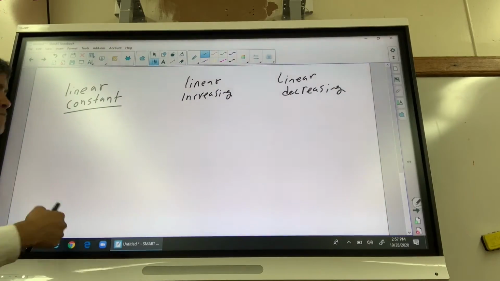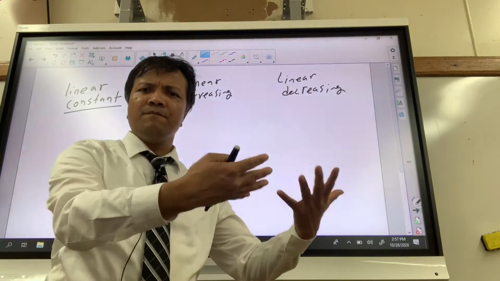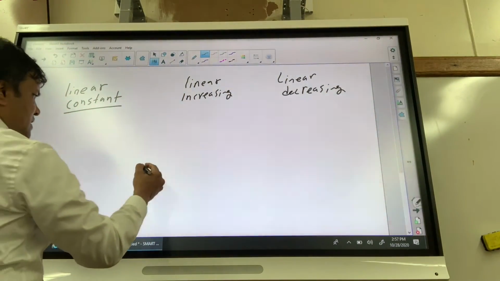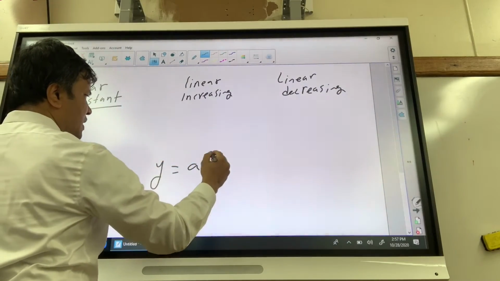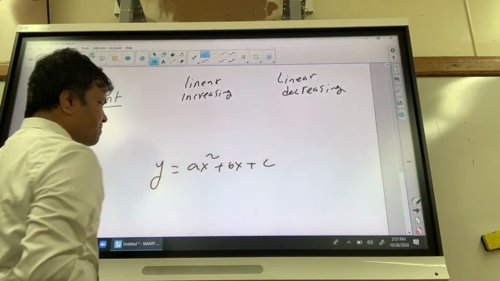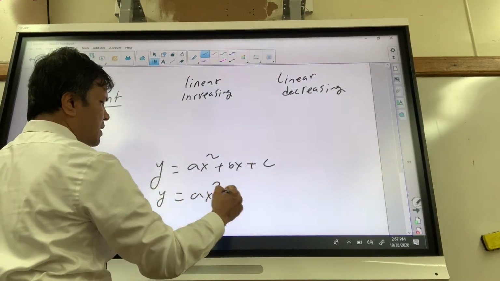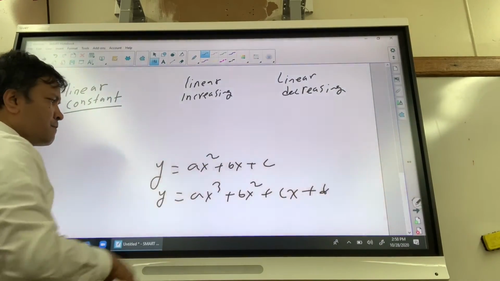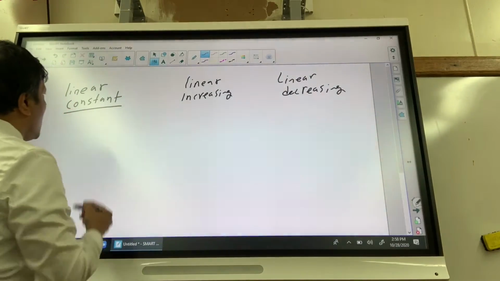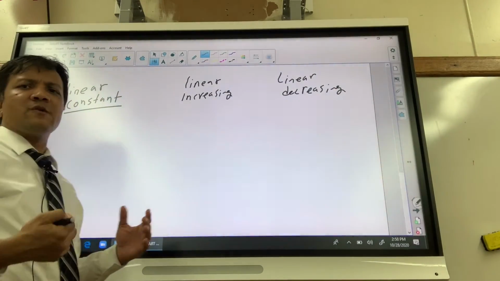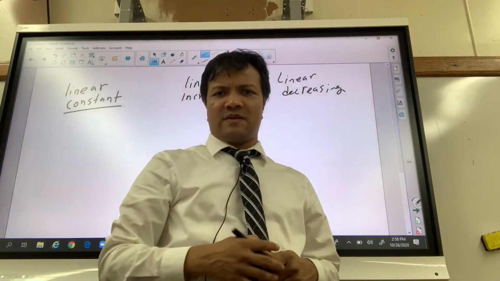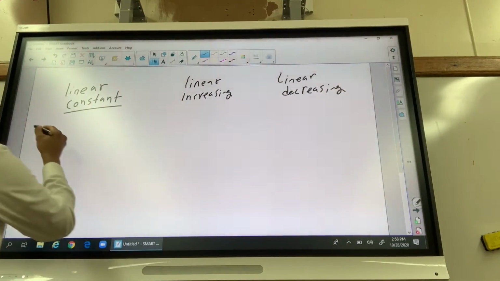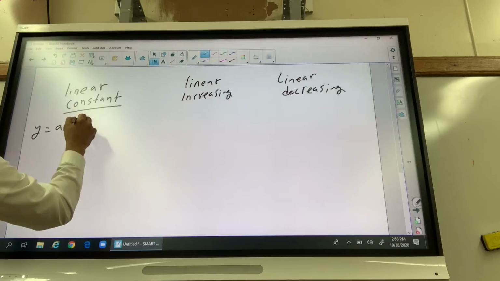Linear constant, any functions, the parent formula for any type of function we can start with as ax squared plus bx plus c, or we can write ax cubed plus bx squared plus cx plus d. Okay, all right, so now we will start, since we're going to limit ourselves with only quadratic functions for this class. We're going to use this format: y is equal to ax squared plus bx plus c.